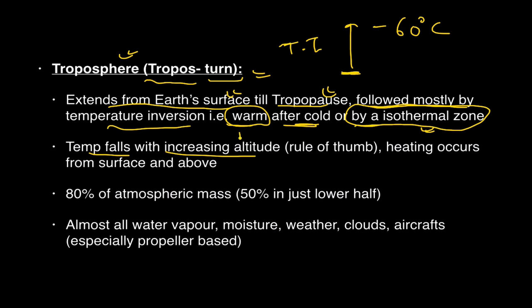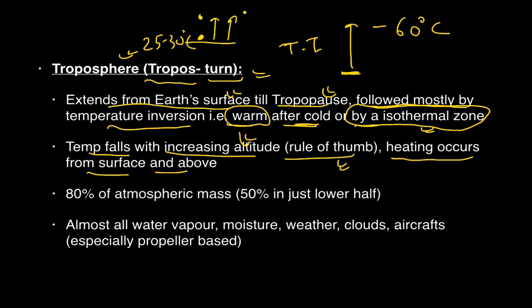Mostly it is followed by temperature inversion. Temperature falls with increasing altitude. It is a rule of thumb. Unless there is a specific phenomenon occurring, temperature will always fall with increasing altitude. Please remember this point. Now heating, why does this happen? Because heating occurs from the surface and above. So the surface of the Earth radiates heat upward. So this is the hottest point, this is the coldest point. The surface is obviously around 25 to 30 degrees Celsius on Earth, while the tropopause is minus 60 degrees Celsius.